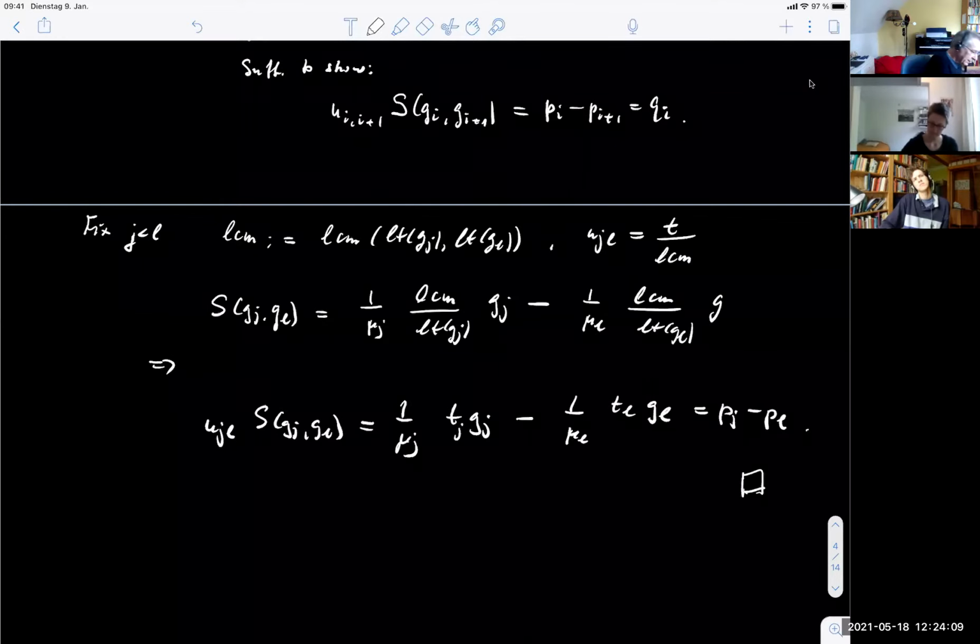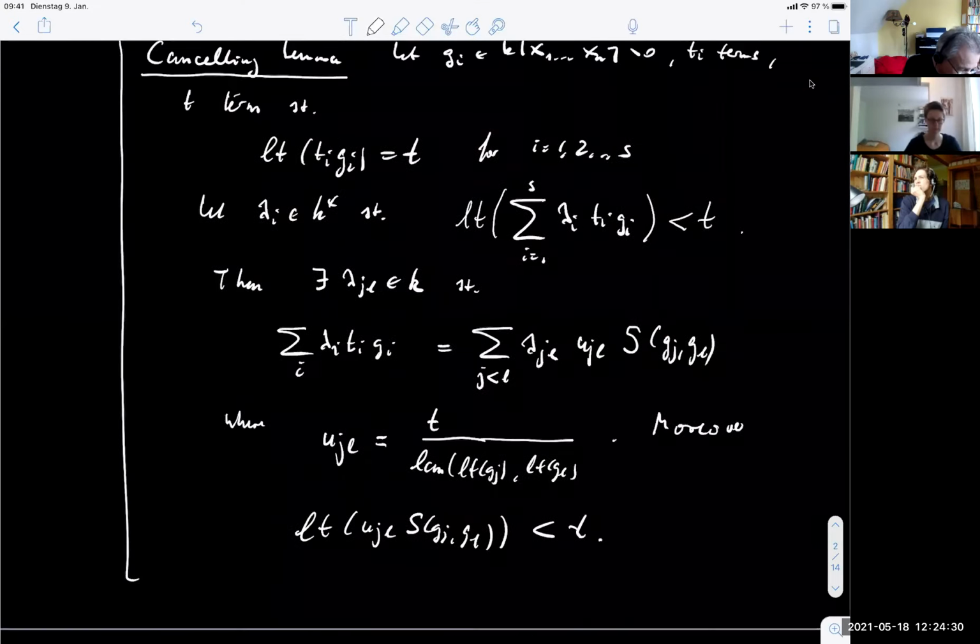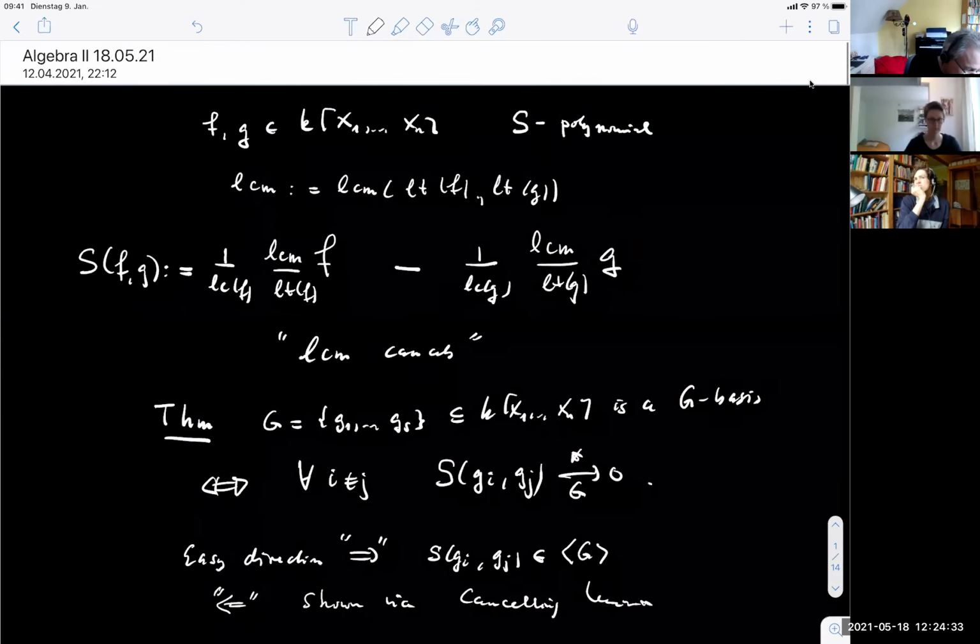Okay, so let's say I want to test whether I have a Gröbner basis. Then I look at all the S polynomials of pairs and I do a division with remainder. But in some cases, you don't have to do this. There is a situation where one can immediately see that the S polynomial reduces to 0. And this is the case when the leading terms of F and G are coprime. Okay, so let's prove this.